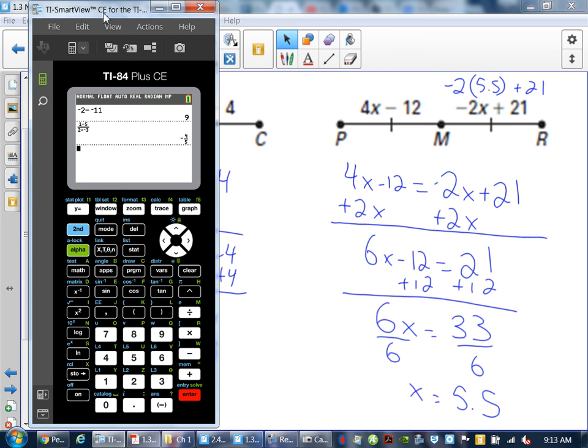So if I type that in my calculator, -2 parentheses 5.5 parentheses plus 21. A lot of times when I write stuff out, I write it out in such a way that you can enter it directly into the calculator and not have to worry about it. It'll work, and this will give you 10. And that works. I said 10.